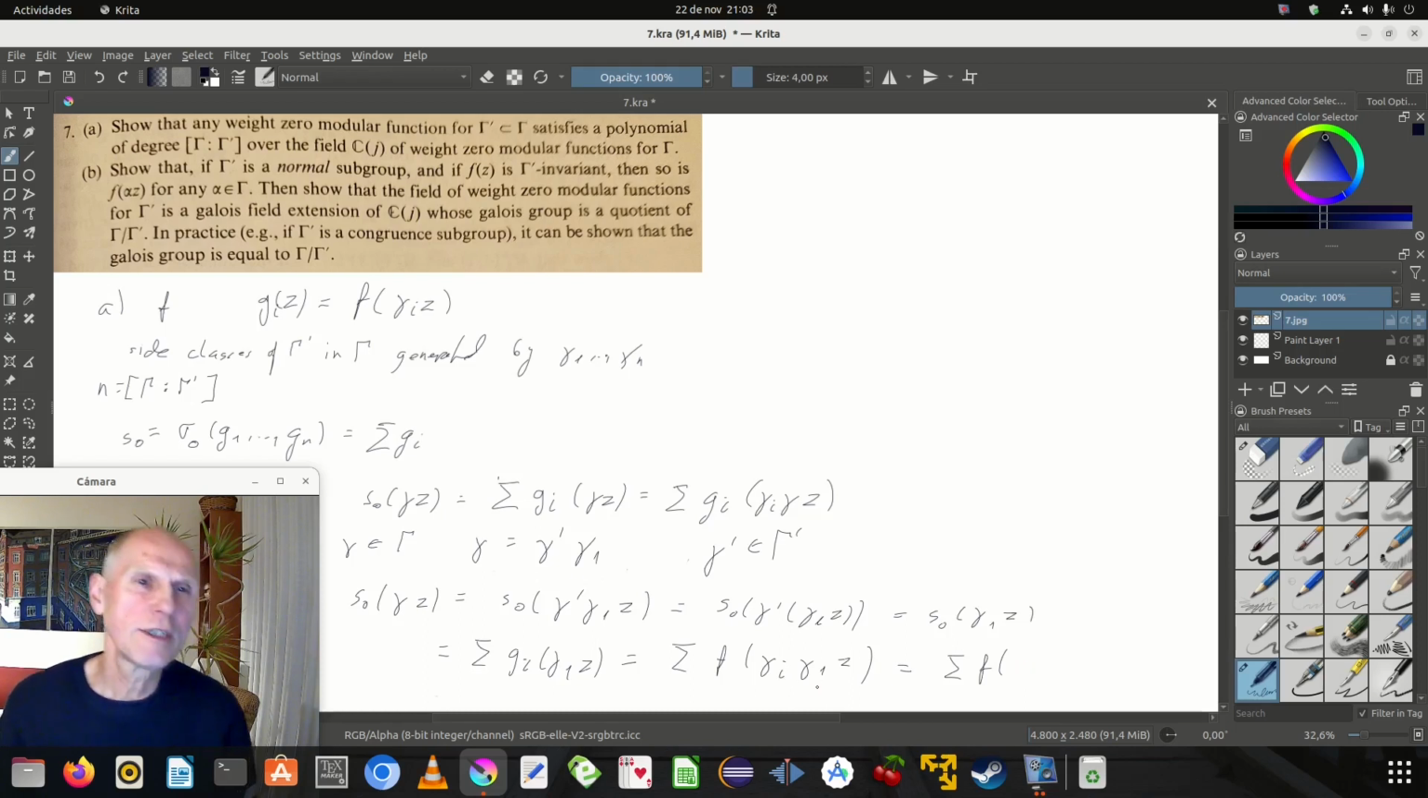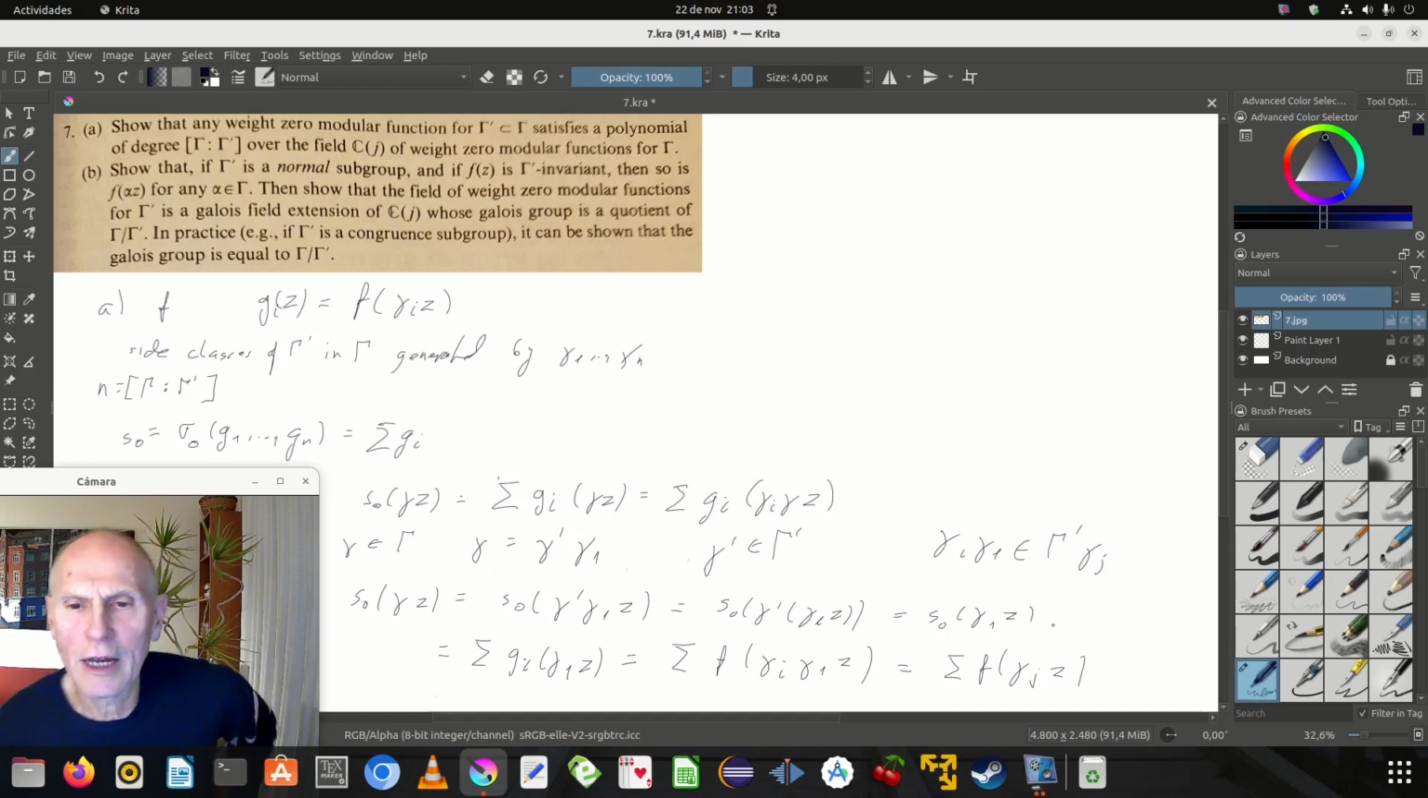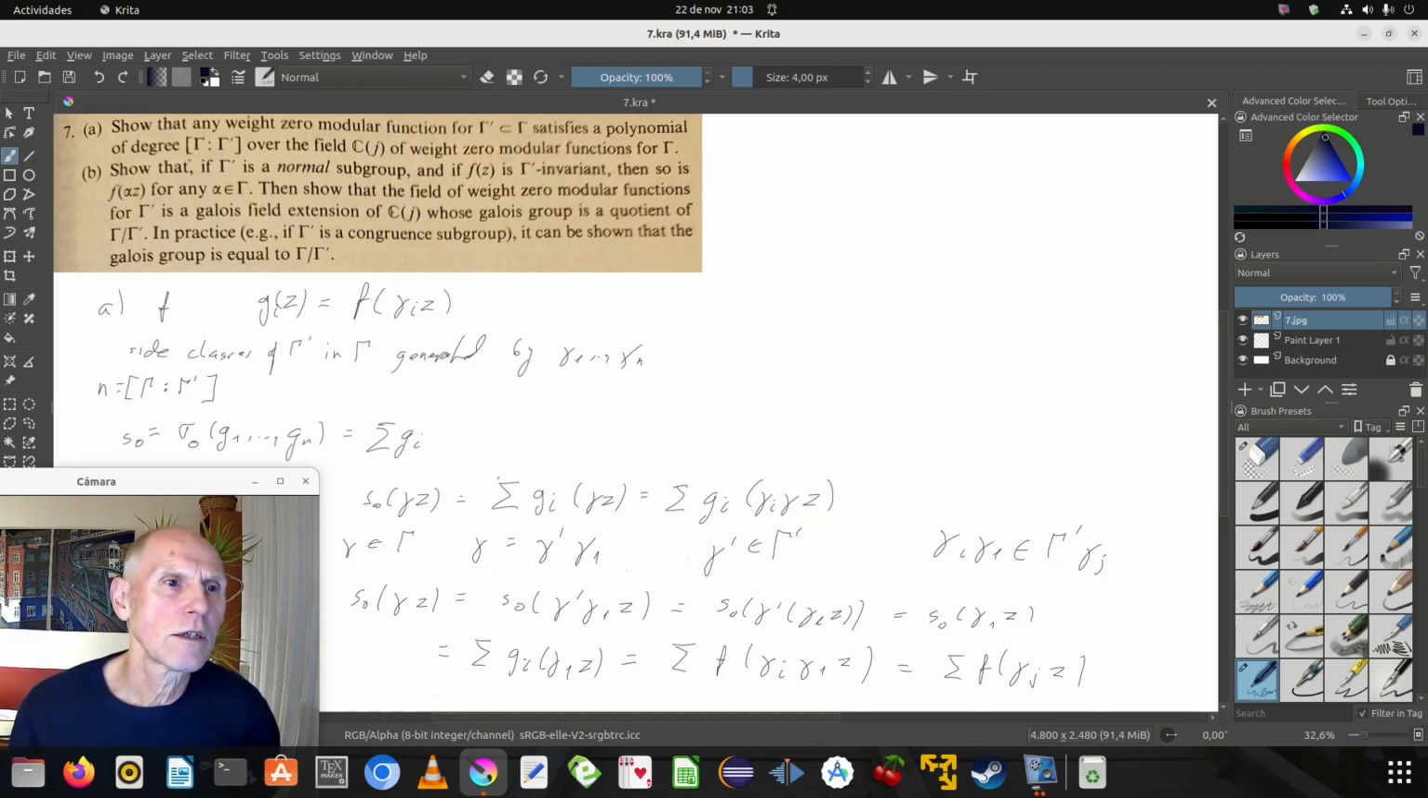Actually, it's easier to say than writing up formally. So I'll just write gamma dA z, where gamma I, gamma 1 lies in gamma mark, gamma dA, where dA depends on I. So let's not prove that, that they run through all the side classes. Now we can get to the point, and that's writing up the polynomial.